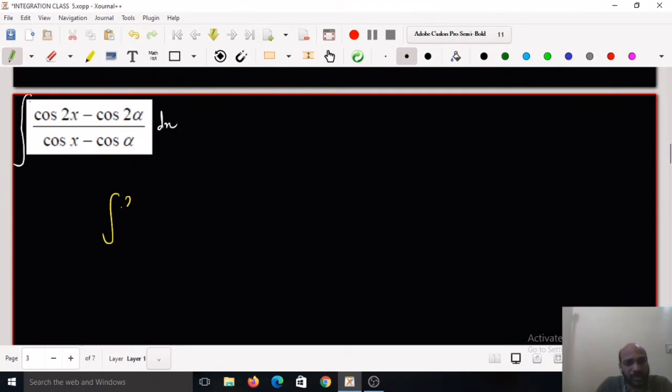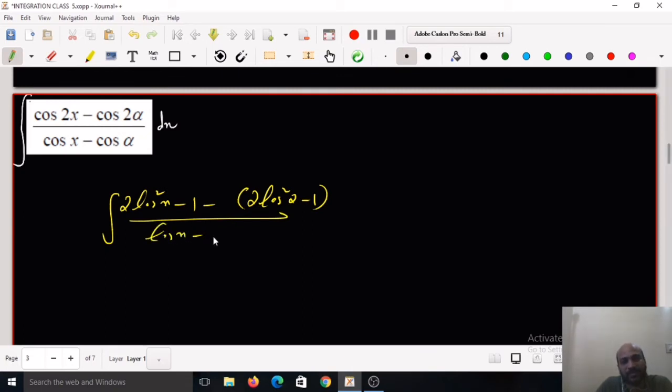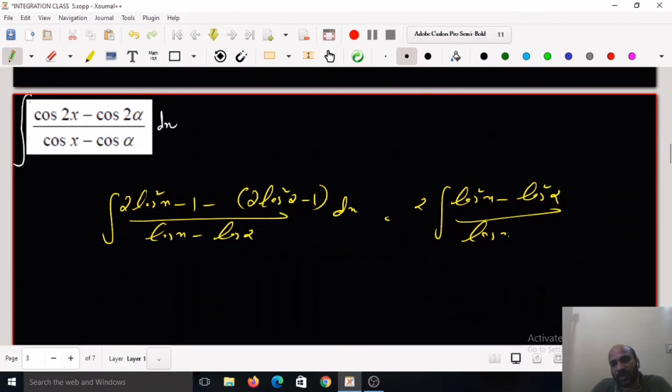We have one formula: cos 2x equal to 2 cos square x minus 1. Okay. Minus cos 2 alpha, the same formula we can apply, 2 cos square alpha minus 1, whole divided by cos x minus cos alpha dx. So if we expand, we can cancel minus 1 plus 1. The remaining term is 2 cos square x minus 2 cos square alpha. 2 we can take outside, then it will be 2 into cos square x minus cos square alpha by cos x minus cos alpha dx.